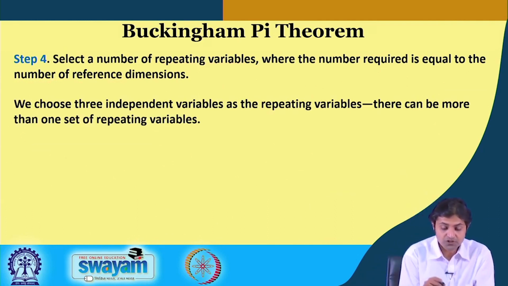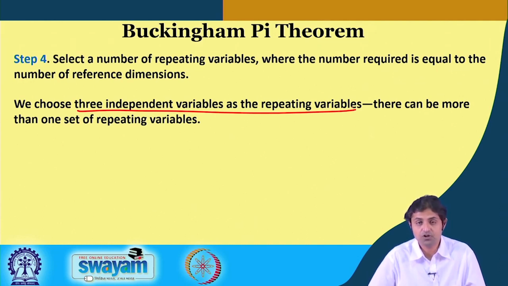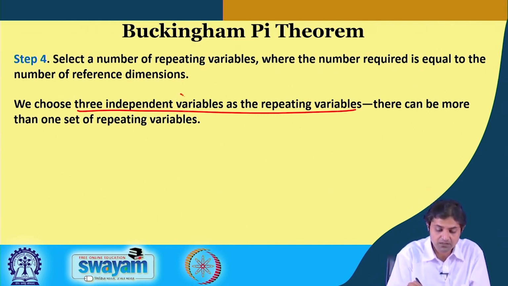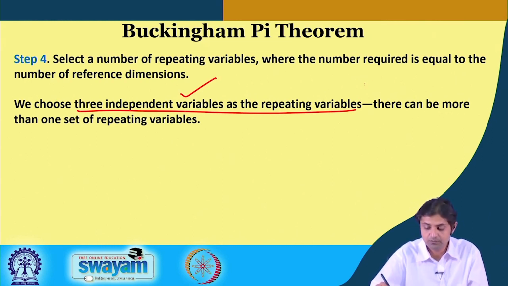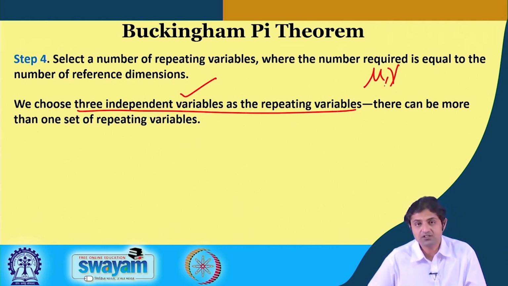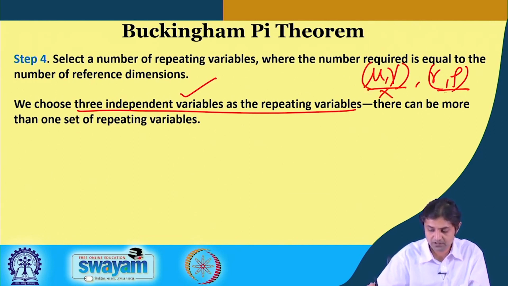So, we choose 3 independent variables as repeating variables. This is also important. Those 3 repeating variables should be independent. One cannot be obtained from the other. There can be more than one set of repeating variables. One set of repeating variables must be 3 independent variables. So, you cannot have both, for example, mu and nu as repeating variables, or gamma and rho. You should try to avoid these types of repeating variables.